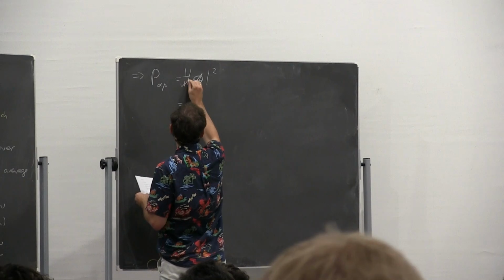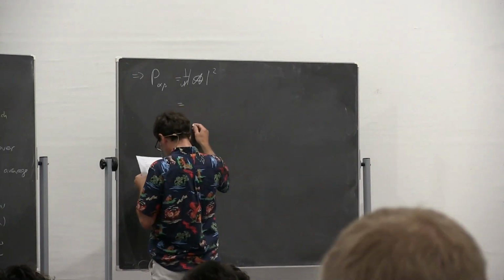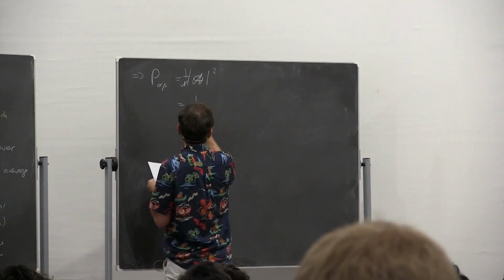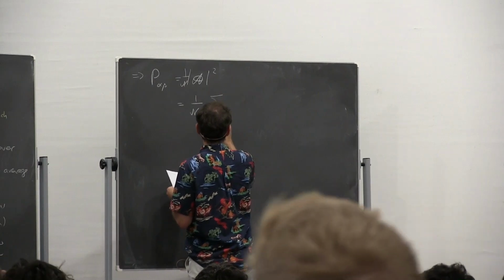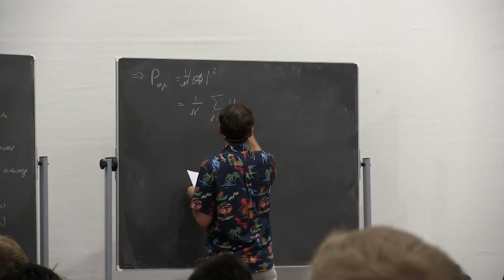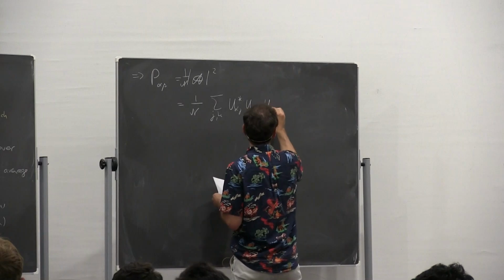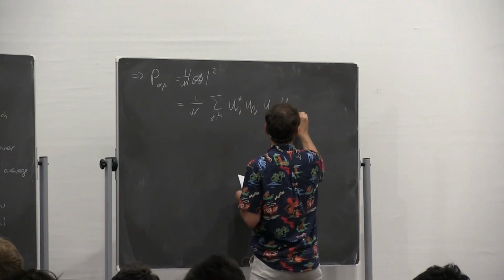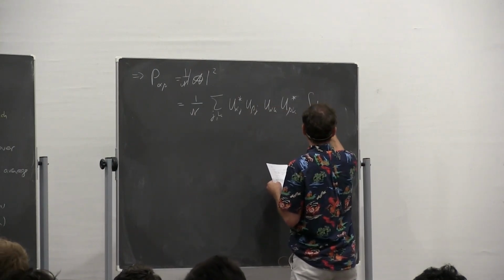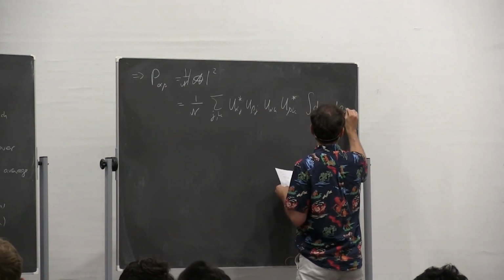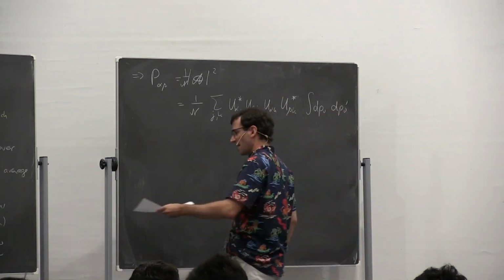Times some, let me again put in some normalization constant here, which we are going to determine by the requirement that the probability has to behave like 1. So that is 1 over the normalization times, now because I have squared it, I have a sum over j and k. I have the 4 mixing matrix elements, U alpha j star, U beta j, U alpha k, U beta k star. I now have integral dp nu, integral dp nu prime, so one coming from A, one coming from the complex conjugate of A.